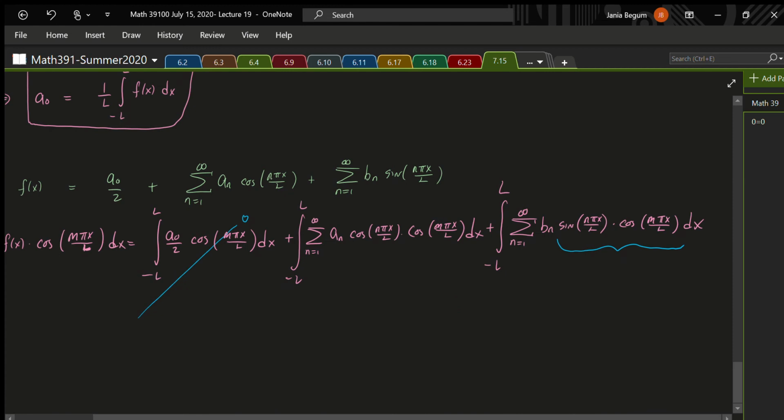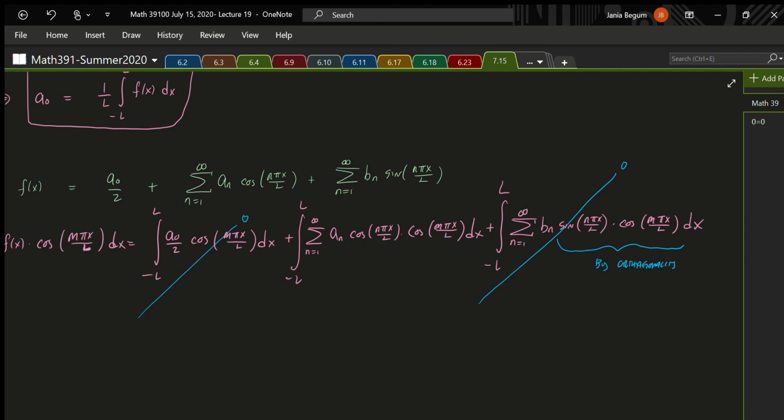So this is by orthogonality of sine and cosine: when you integrate sine times cosine on a symmetric interval, this is also going to be 0. So this also goes to 0. You have to justify that; that's for you to check. And now we're left with the one in the middle, okay?